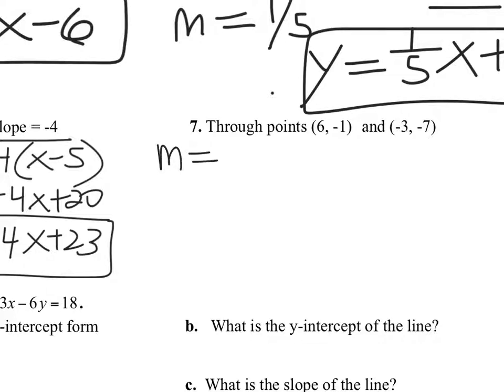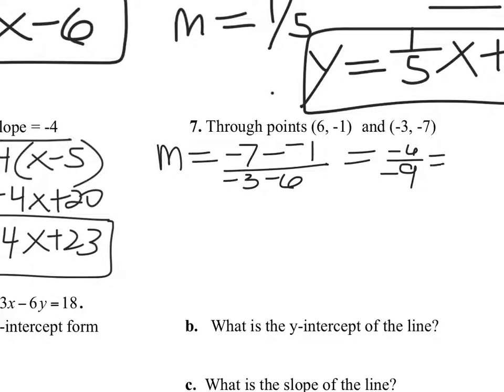Let's find the slope of the line that goes through these 2 points. So we're going to go -7 minus -1 over -3 minus 6. Okay, so -7 minus a -1 is -6. And -3 minus 6 is what? -9. And so we get 2/3. 2/3 is a perfectly fine slope.